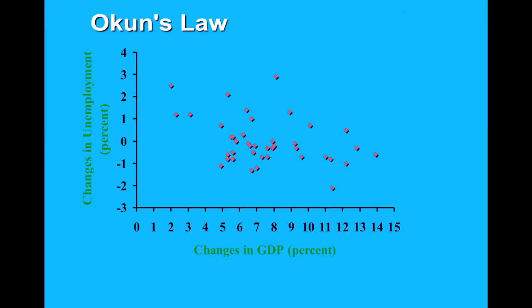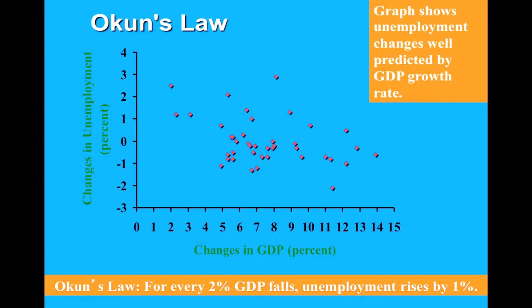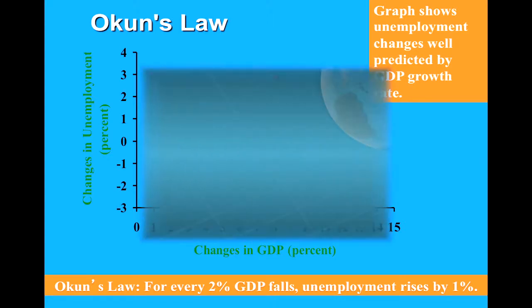We can see this relationship in this figure, which plots changes in unemployment on the vertical axis and changes in output, or GDP, on the horizontal axis. The graph shows that unemployment changes are well predicted by the rate of GDP growth. And, according to Okun's Law, for every 2% actual GDP falls relative to potential GDP, the unemployment rate rises by about 1 percentage point. So here's a question.